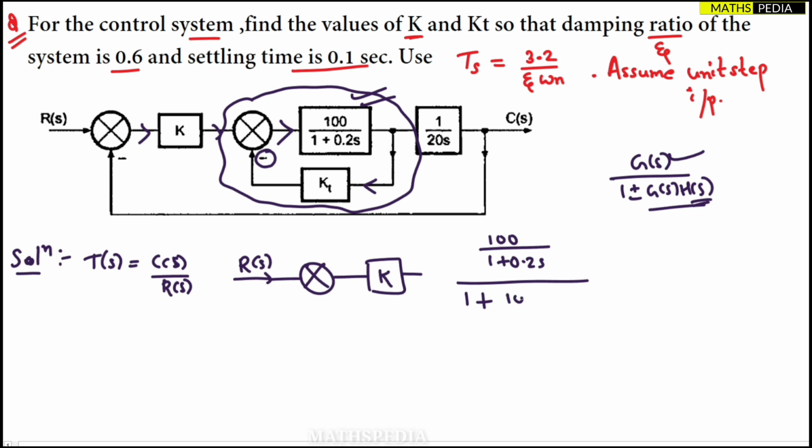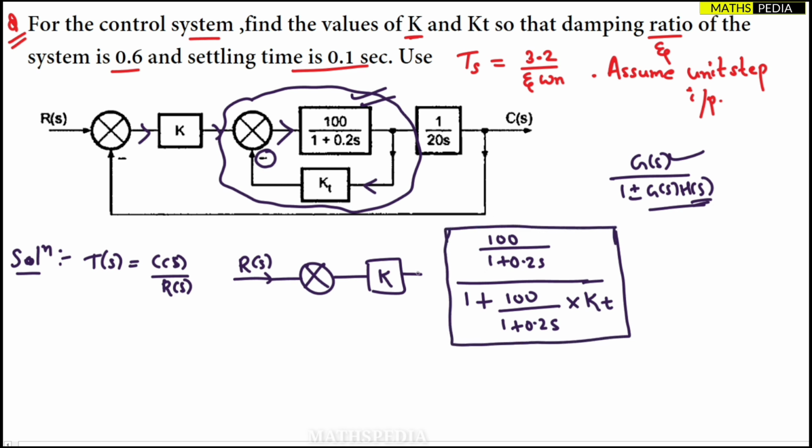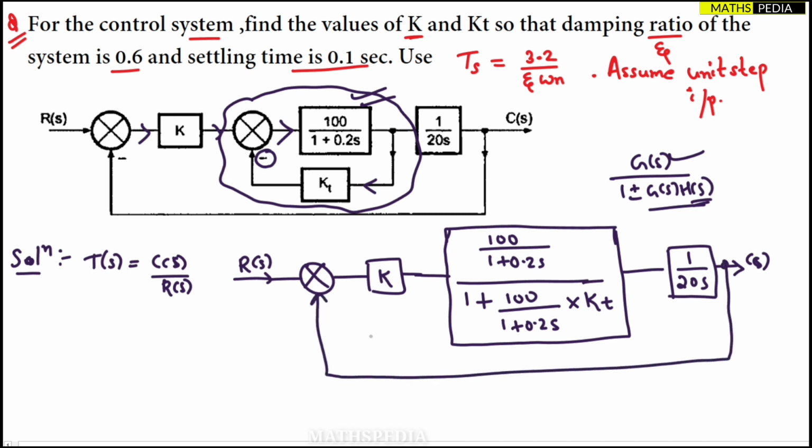So 1 plus, again g of s, which is nothing but 100 by 1 plus 0.2s, into h of s, whose value is kt. So I have completely made a new block by reducing that minor loop. Now what is sitting over here? Here it is 1 by 20s, right? And then the output. And one more feedback is there from the output to this summing point. So I hope you understood what we are trying to do.